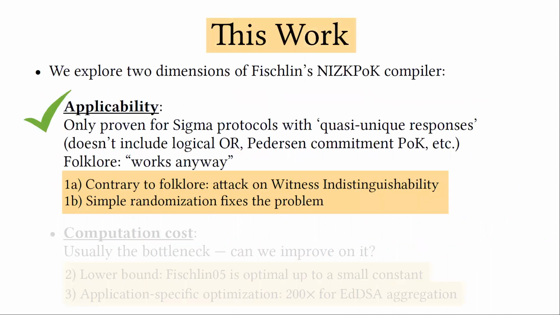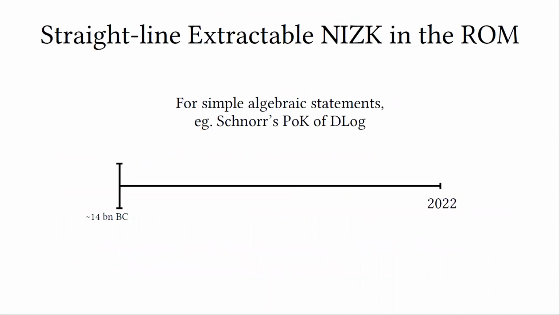Okay, so that's what I wanted to say about applicability. Moving on, we zoom out a bit and take a look at how the literature has progressed for straight-line extraction in the random oracle model. There's Pass's feasibility result and Fischlin's technique, which we just covered. And as of now, these are basically the only techniques we have.